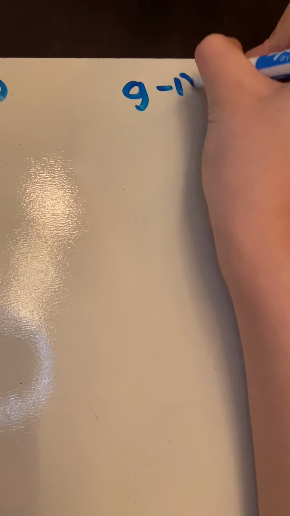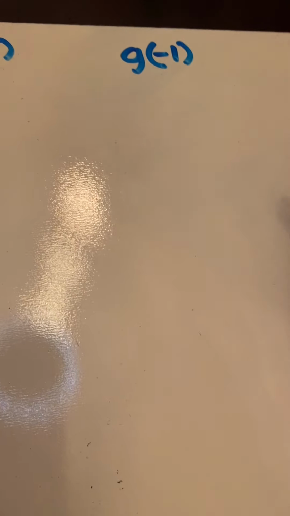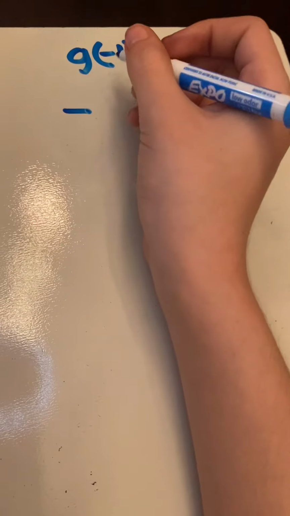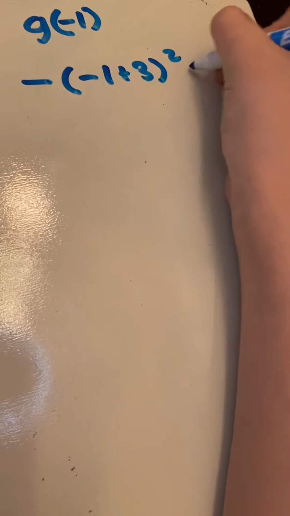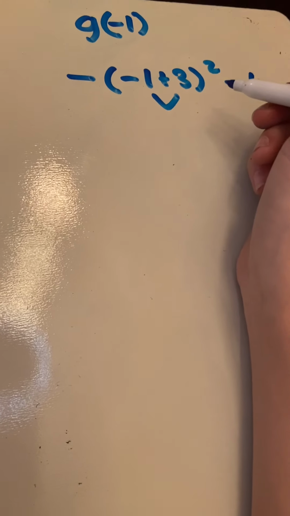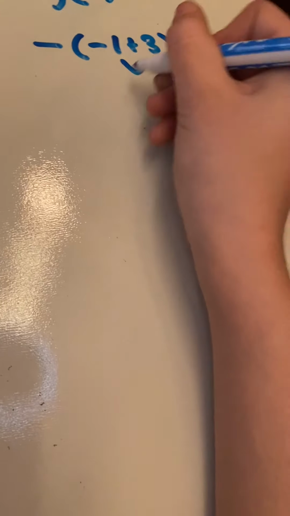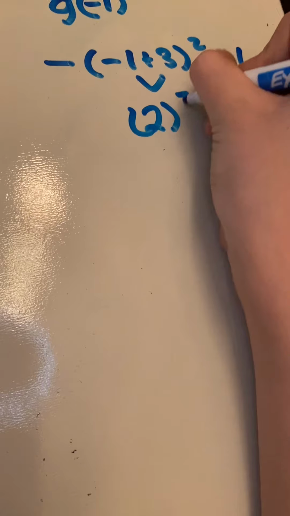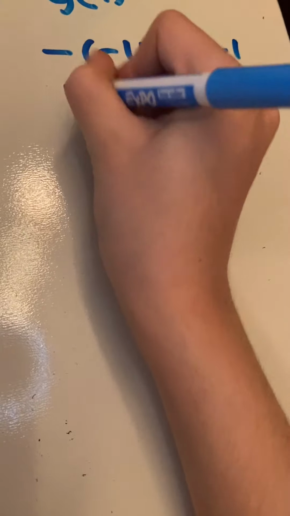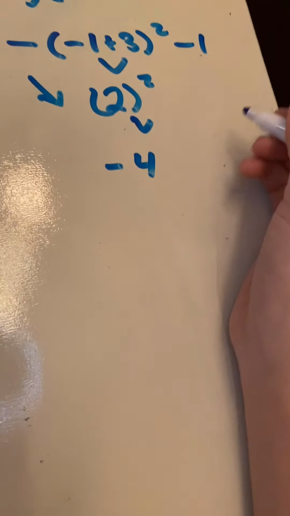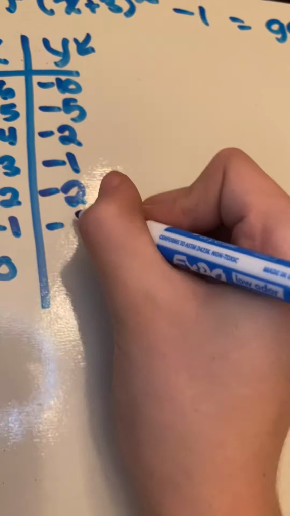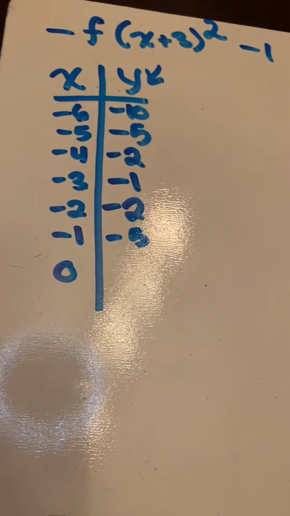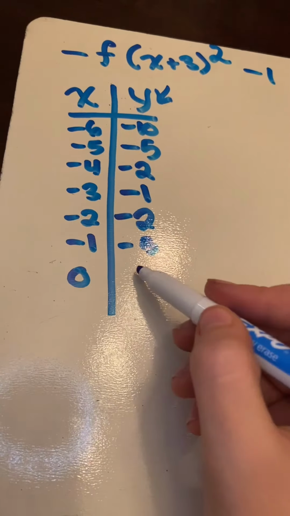So let's continue, we're almost done. g of negative 1, then we do negative 1 plus 3 squared minus 1. Keep the sign of the bigger number, 3 minus 1 is 2. 2 squared gives you 4. Bring down the negative sign. Negative 4 minus 1 gives you negative 5. So when x equals negative 1, y equals negative 5.